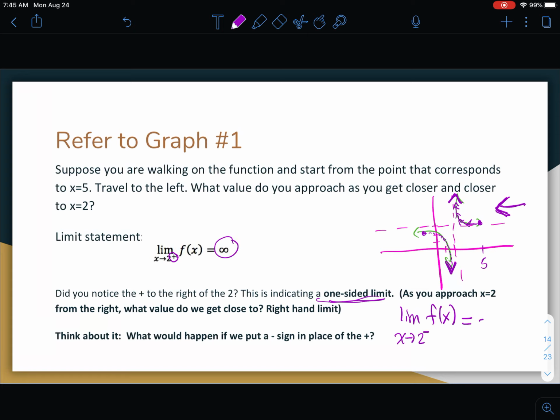Where am I headed? Negative infinity. So we're looking, again, this was a left-hand limit. We're coming in from the left, following the curve, and getting closer and closer to a specific value. In this case, it was positive 2.